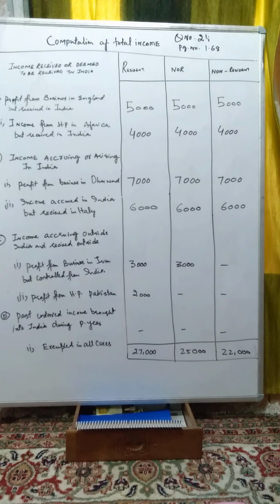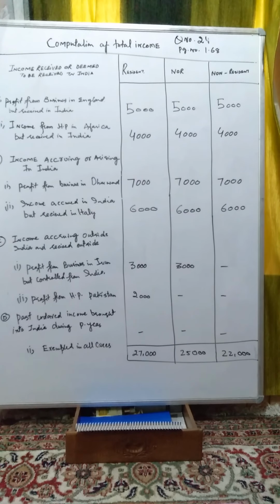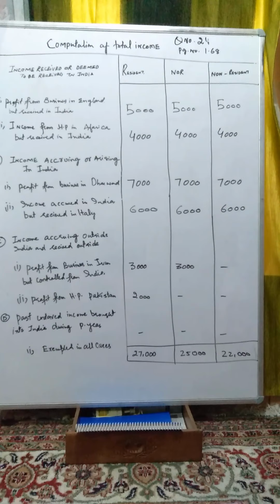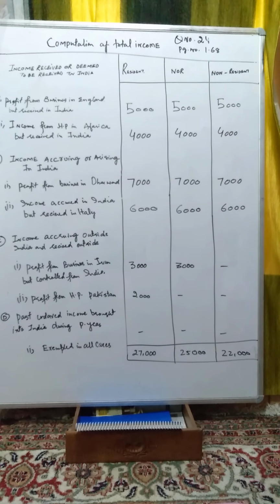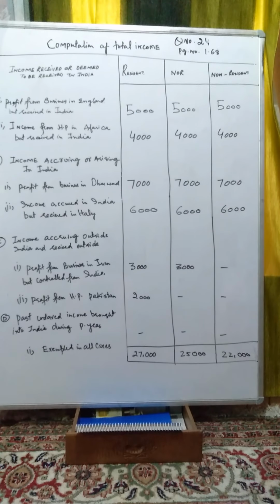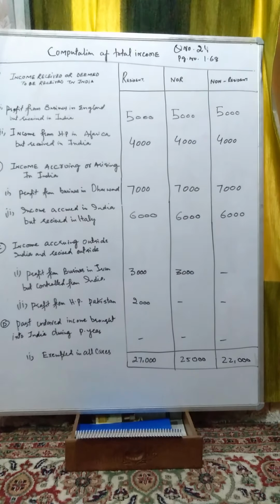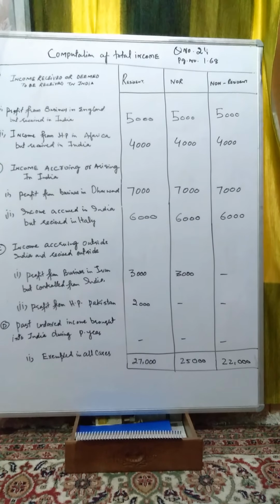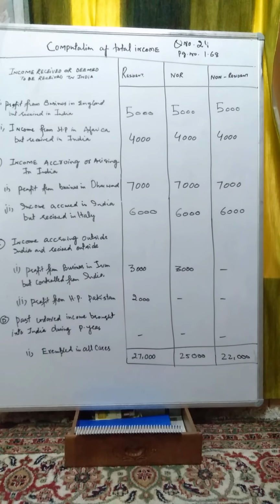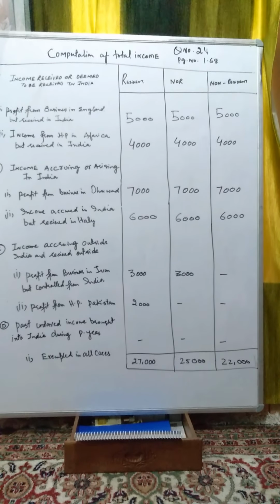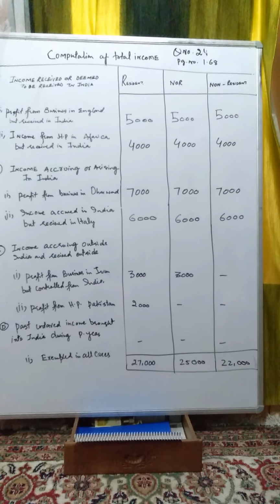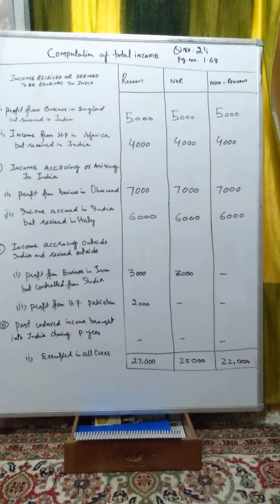In this part, we have taken profit from business in England but received in India. We have been given that SSC has earned a profit of rupees 5,000 from England but has received it in India. The moment he has received it in India, because the receiving part is in India, it becomes Indian income and it is taxable to resident, not ordinary resident, and non-resident. That's why the 5,000 is given in all the cases.